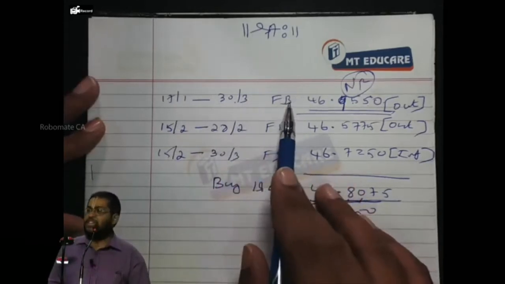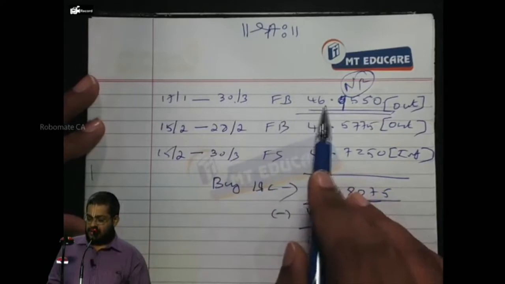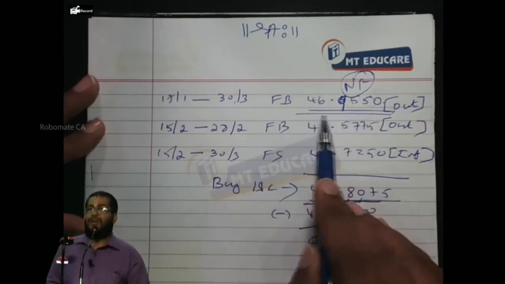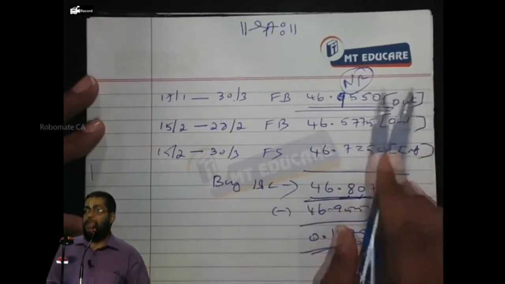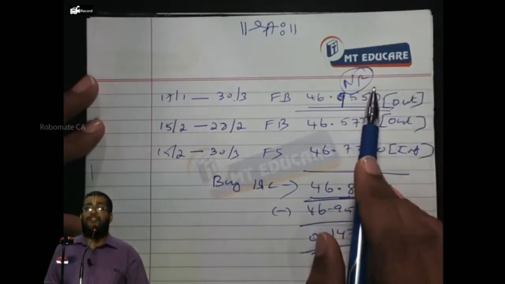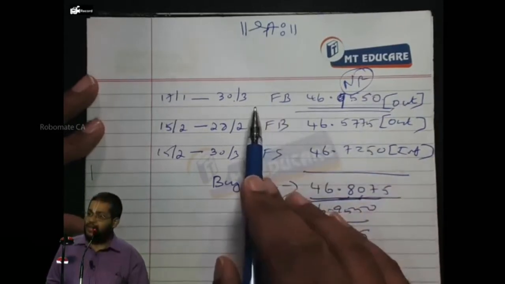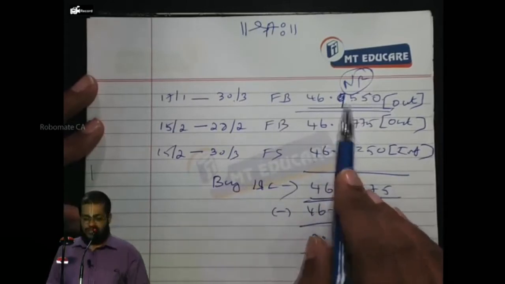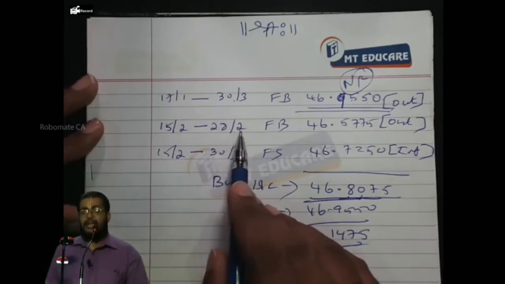Tell me what the transaction? Forward buy. The rate is 46.9550. Inflow or outflow? Outflow. The meaning is I have agreed to buy $1. On which date? 30th March. By paying how much rupees? 46.9550 rupees.